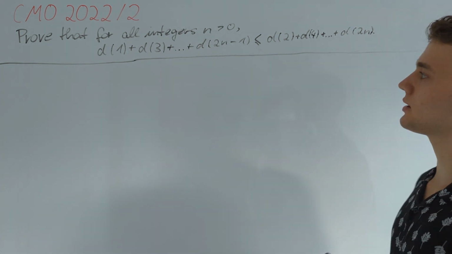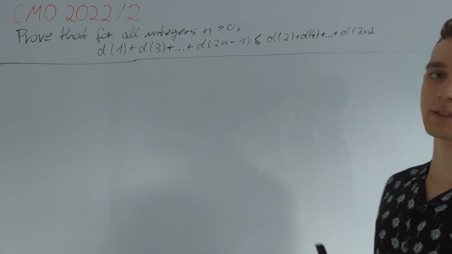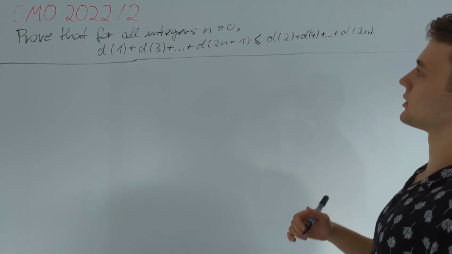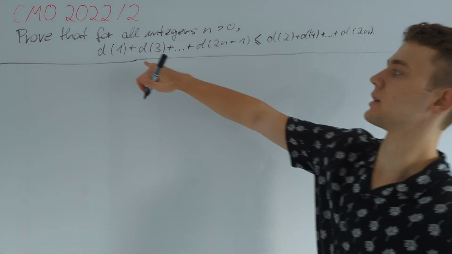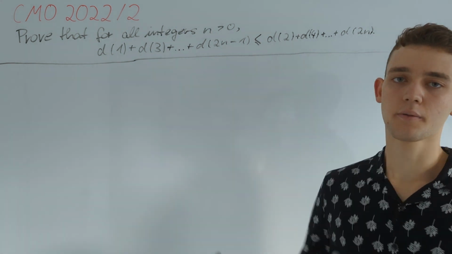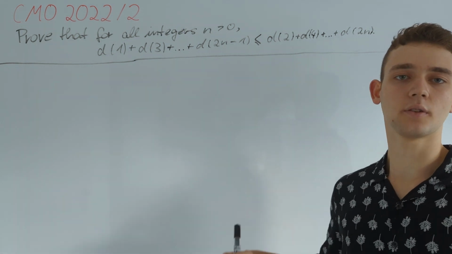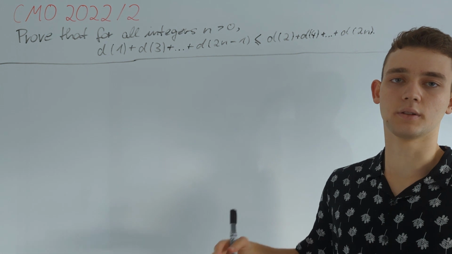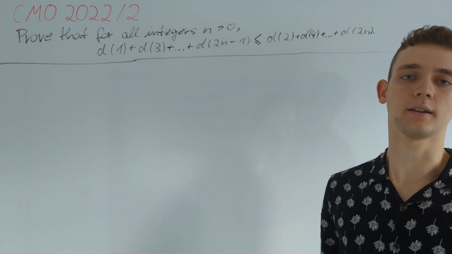Personally, I tried comparing individual summands for a long time, because you immediately see that d of 1 is exactly half of d of 2, and d of 3 is half of d of 6, and in general, for odd k, d of 2k is twice d of k.